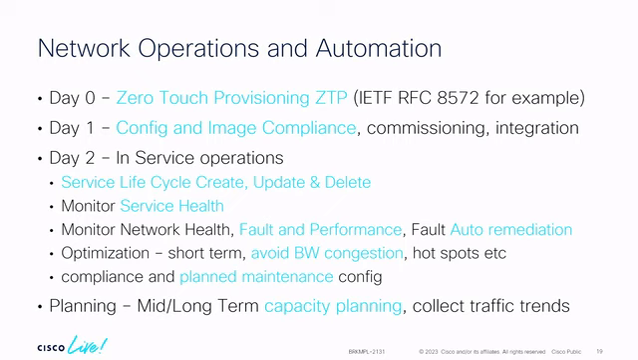You may want to do planned maintenance, right? You may want to update your patches, SMUs on the XR. And then you want to do auto remediation when some faults occur, right? Usually, if it's a link failure, no problem. The routing takes care of it. What if it's a brownout?